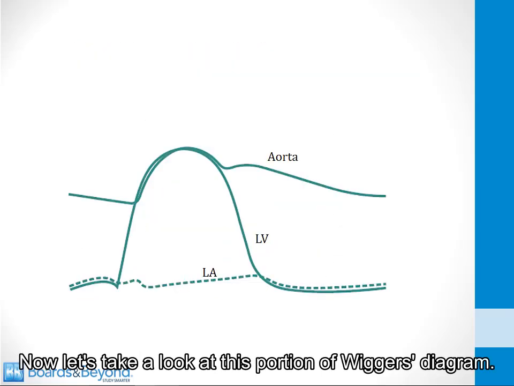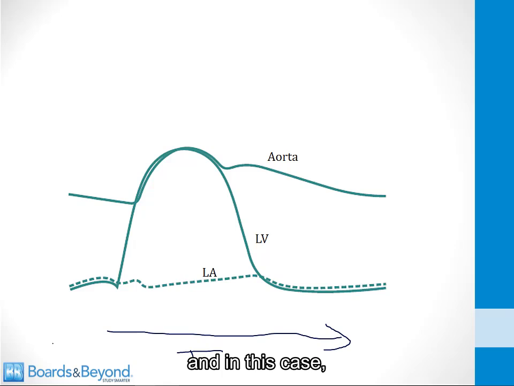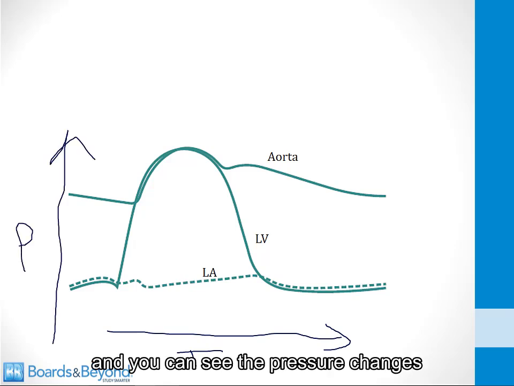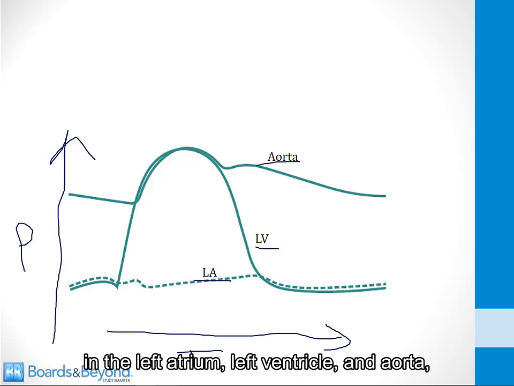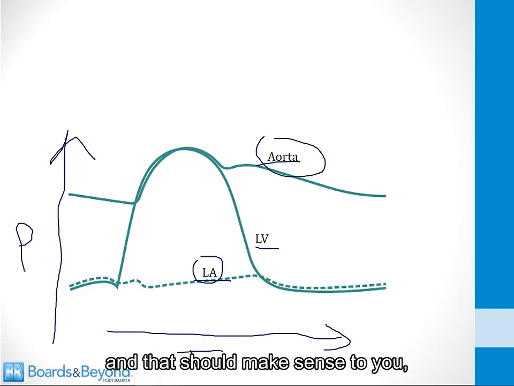Now let's take a look at this portion of Wiggers diagram. So once again, we have time along the x-axis. This is one cardiac cycle, and in this case, we have pressure on the y-axis. And you can see the pressure changes in the left atrium, left ventricle, and aorta. First, just note some general points. Left atrial pressure is relatively low compared to aortic pressure, and that should make sense to you.